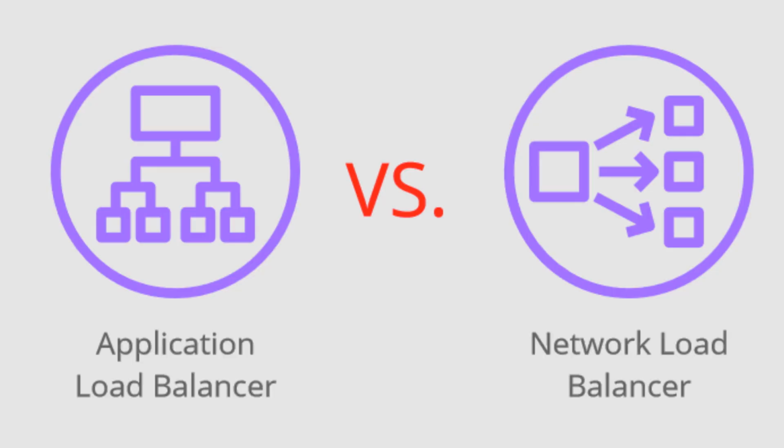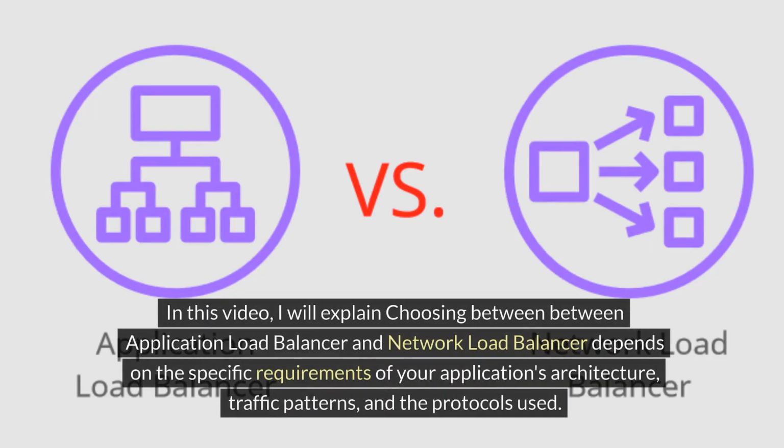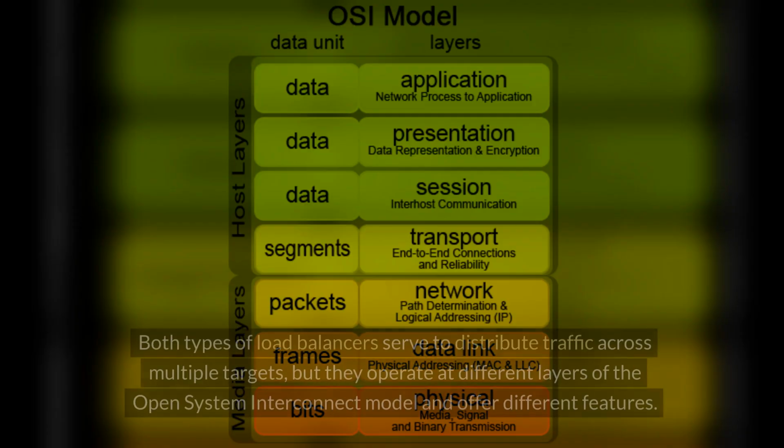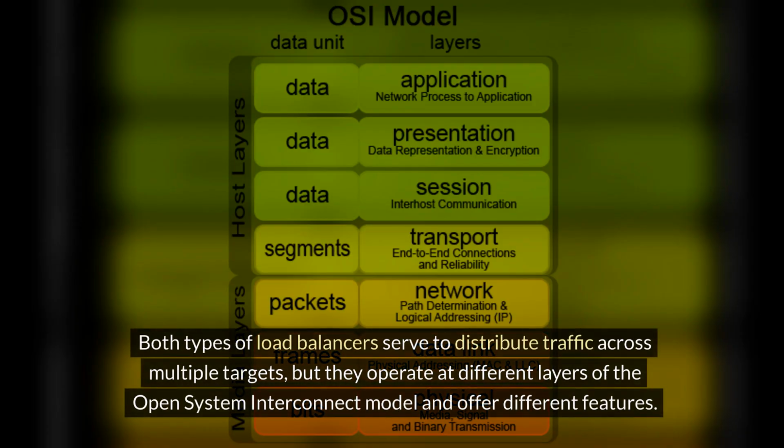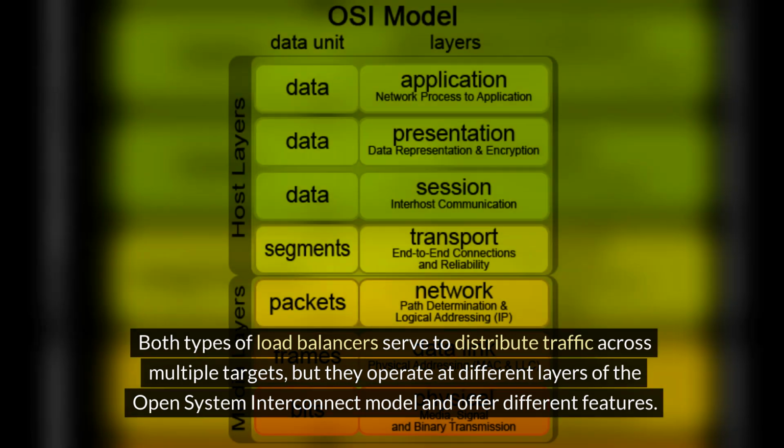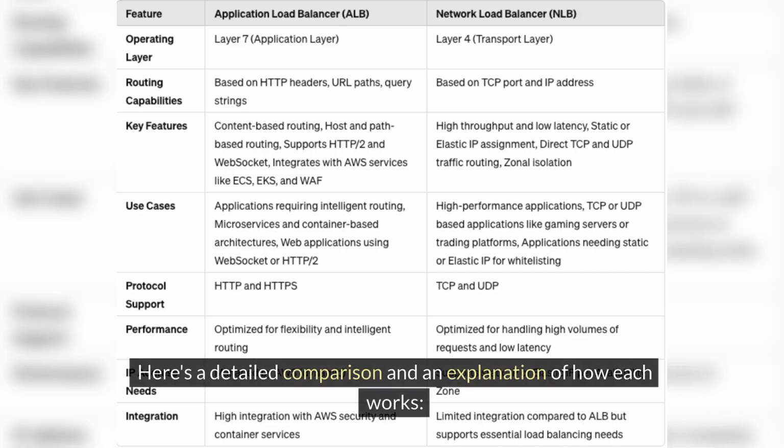Hello everyone. In this video, I will explain that choosing between Application Load Balancer and Network Load Balancer depends on the specific requirements of your application's architecture, traffic patterns, and the protocols used. Both types of load balancers serve to distribute traffic across multiple targets, but they operate at different layers of the Open System Interconnect model and offer different features. Here's a detailed comparison and an explanation of how each works.